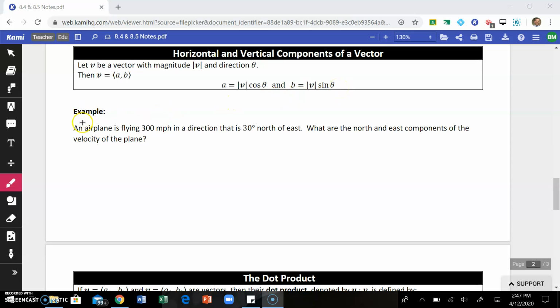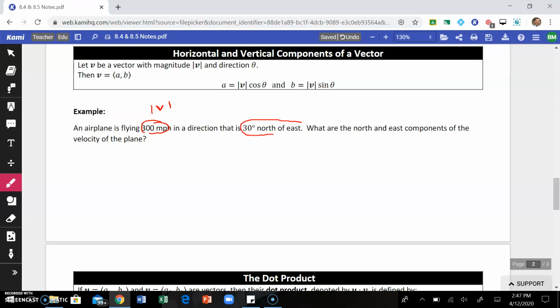So here's an example. An airplane is flying 300 miles per hour in a direction that is 30 degrees north of east. So this 300 miles per hour, that is the magnitude. We'll call this vector v, but that is the magnitude of v. And then the 30 degrees north of east, that's our direction.